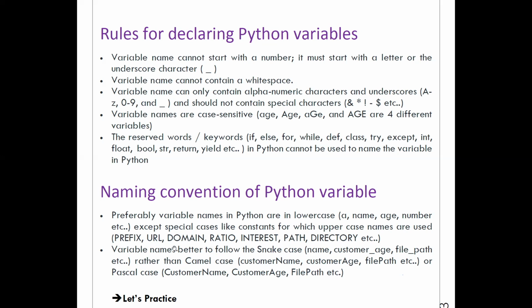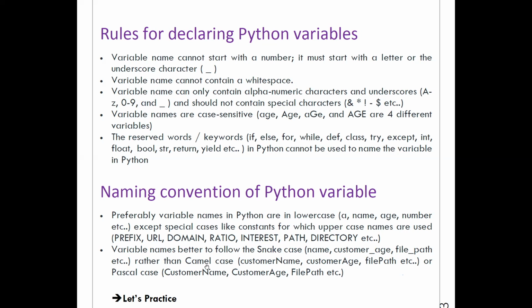Okay. Prefix, URL, domain, ratio, interest, path. These are a couple of configurable variables or constants in your application or project. So these variables can be declared as uppercase variable names. Rest of all variable names, irrespective of scope, you can declare with lowercase, like name, age, number, etc.